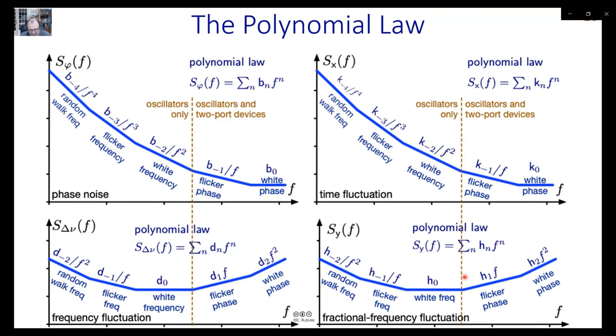And the same happens here for the fractional frequency. So we use the letter d for the coefficient of delta nu, and the coefficient h for the polynomial law of y.